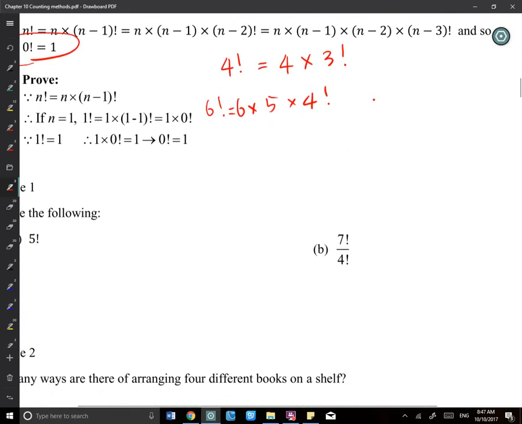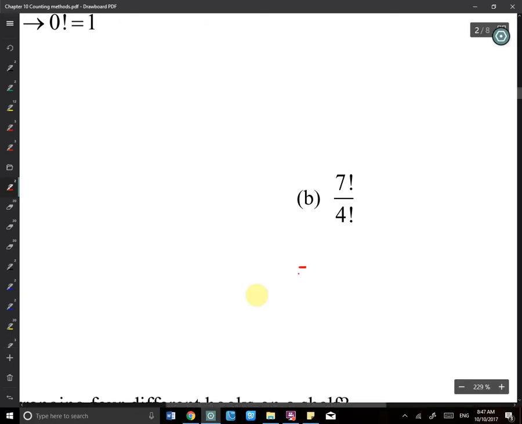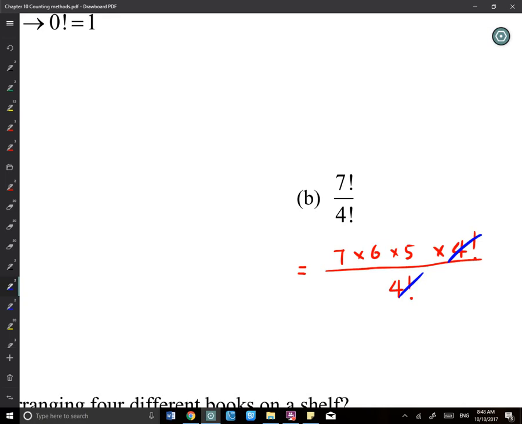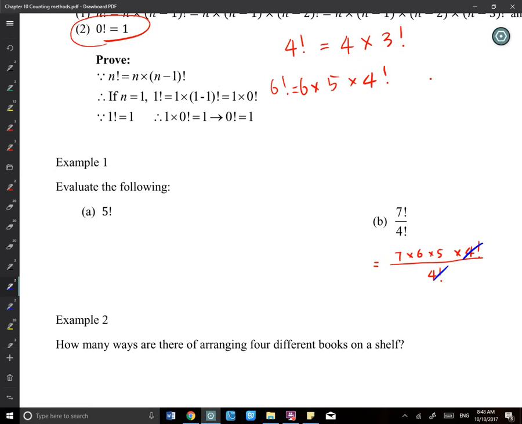Because when I try to evaluate b, have a look at b. When I want to evaluate b, I can do a simple calculation. That's 7 times 6 times 5 times 4 factorial. I don't need to expand it. And I want to divide by 4 factorial. They just get cancelled, and what you have is only 7 times 6 times 5. That's an easy way of calculating factorial divisions. So factorial is easy to understand. We have this many things and I want to rearrange them in a row. How many ways I can rearrange them is just the number of items factorial. That's called factorial.